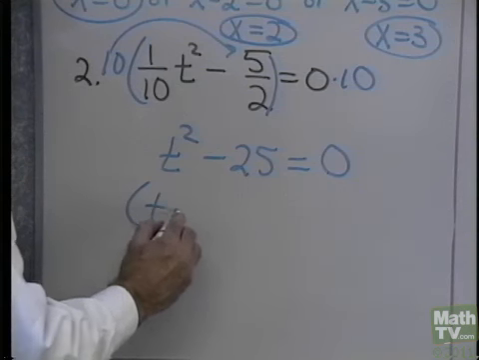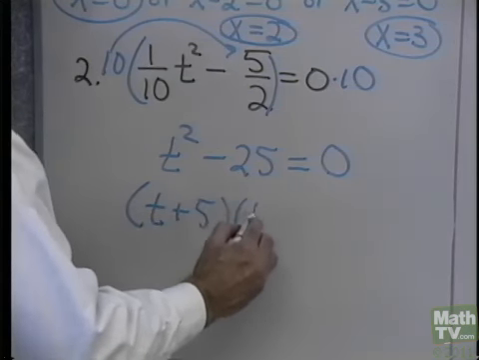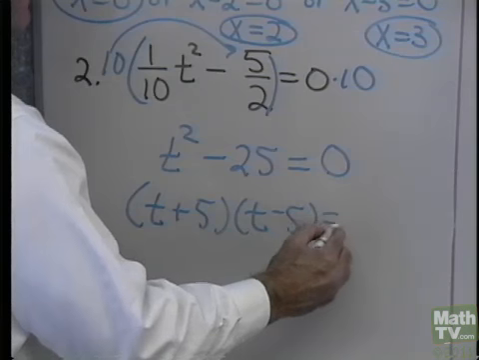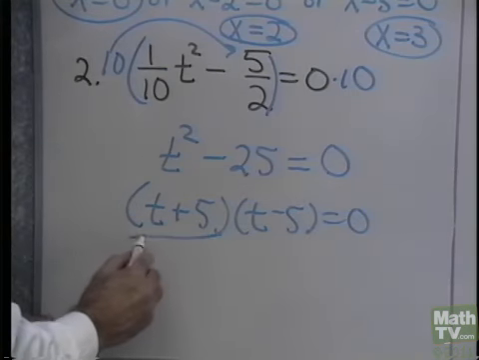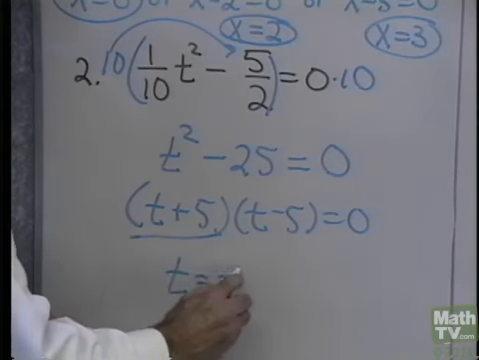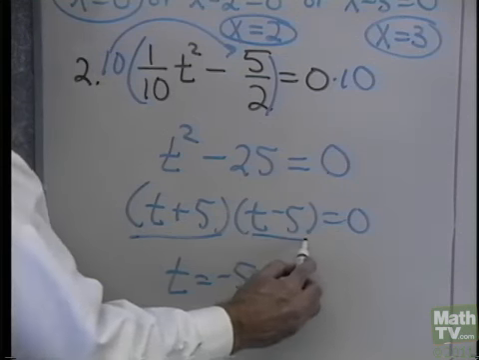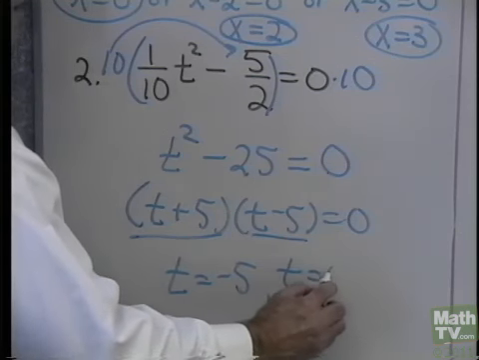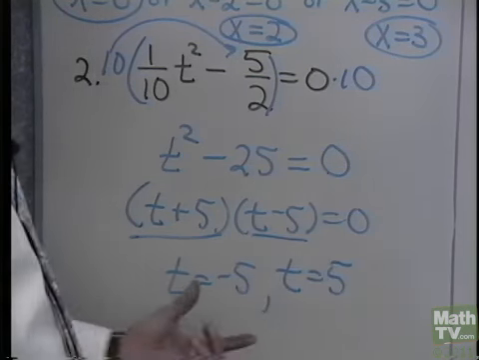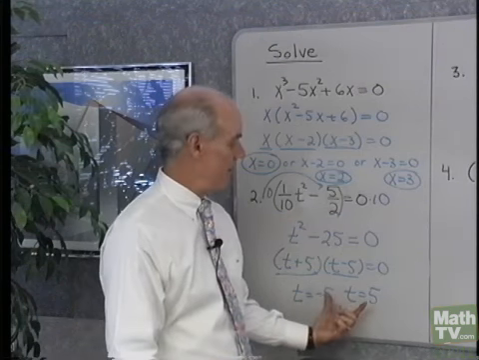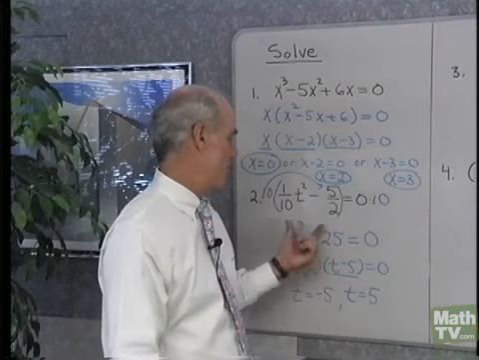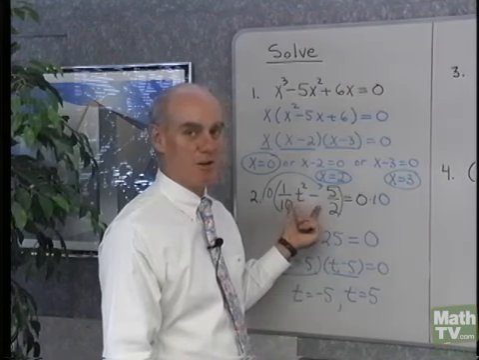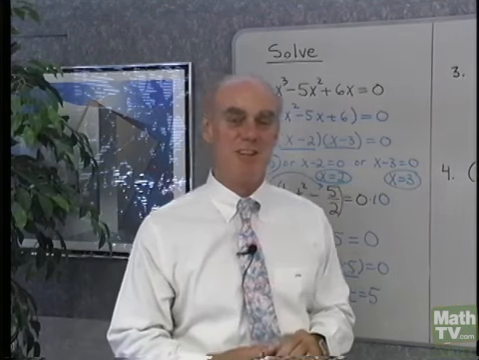Now factoring, I have t plus 5 times t minus 5 is equal to 0. If I set this factor equal to 0, I get t equals negative 5. If I set this factor equal to 0, I get t is equal to positive 5. So two solutions, 5 and negative 5. If I take either one of these numbers and replace t with them in the original equation, you'll see I'll get a true statement.